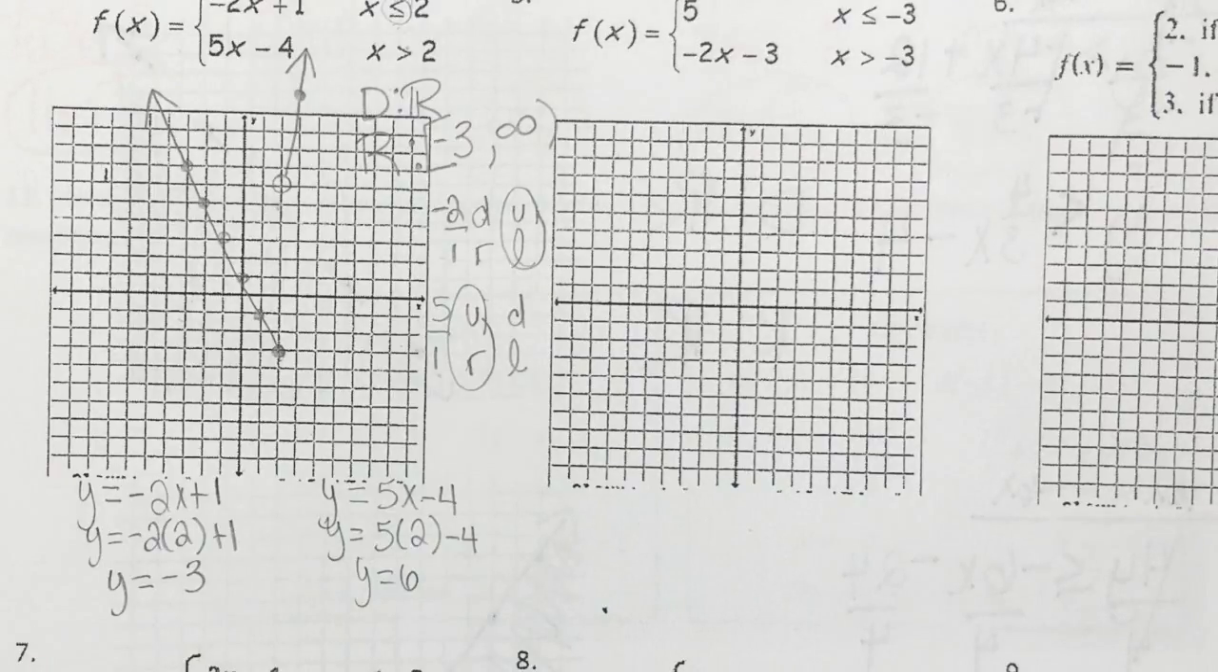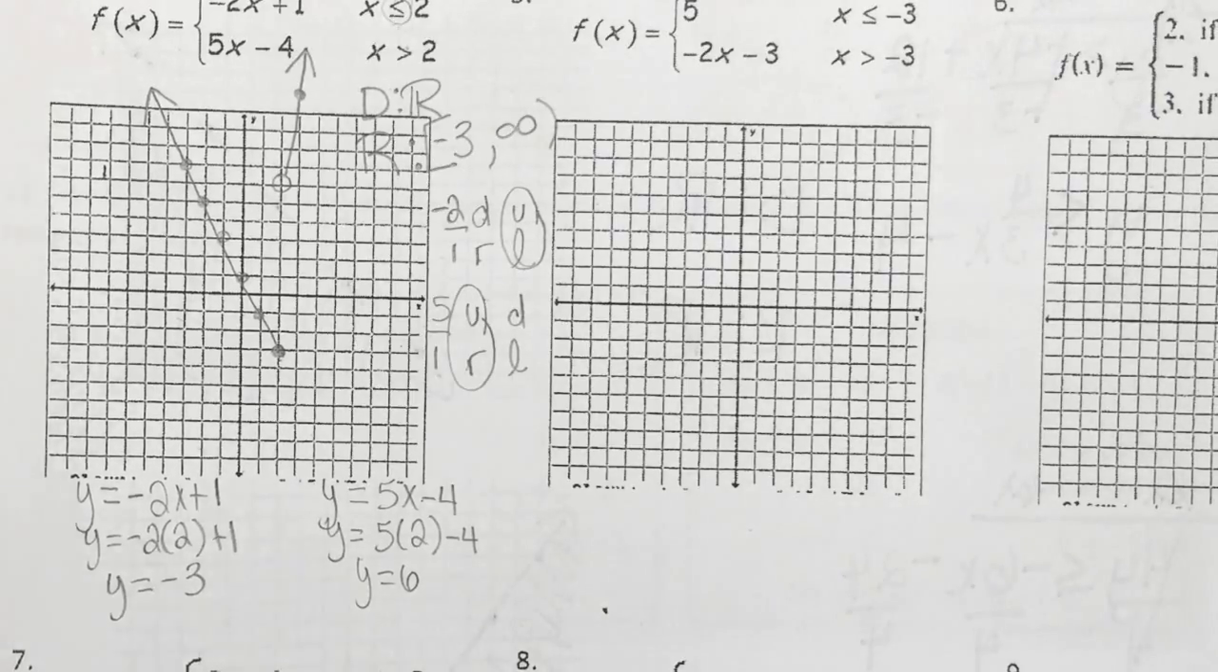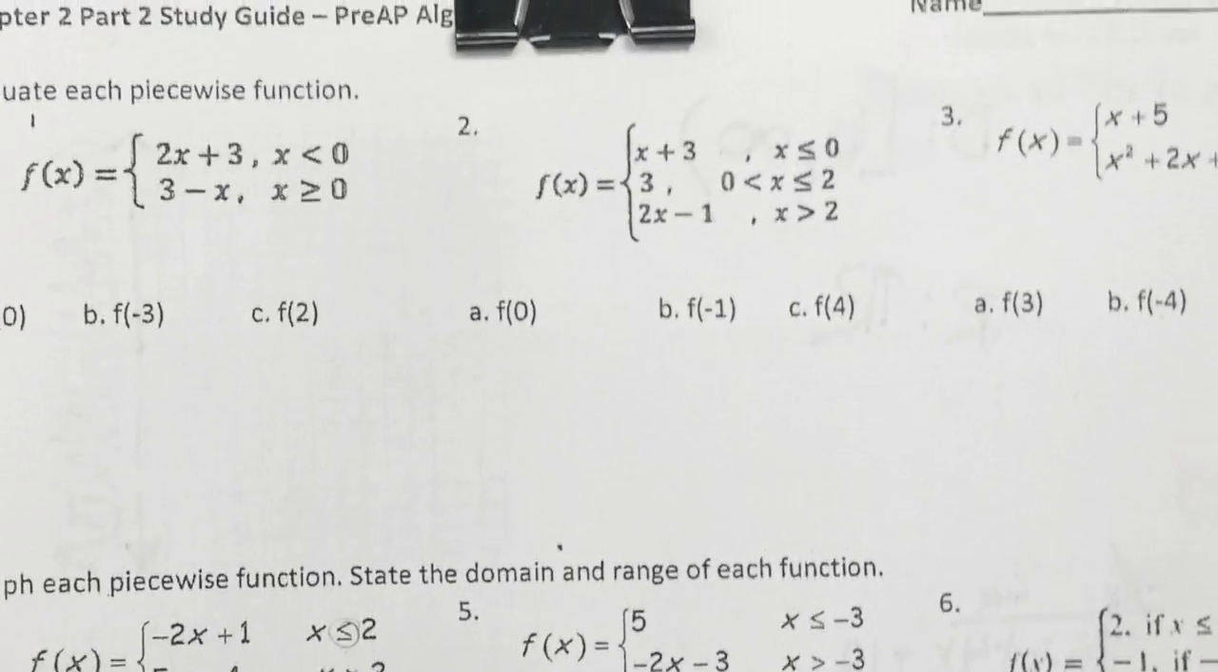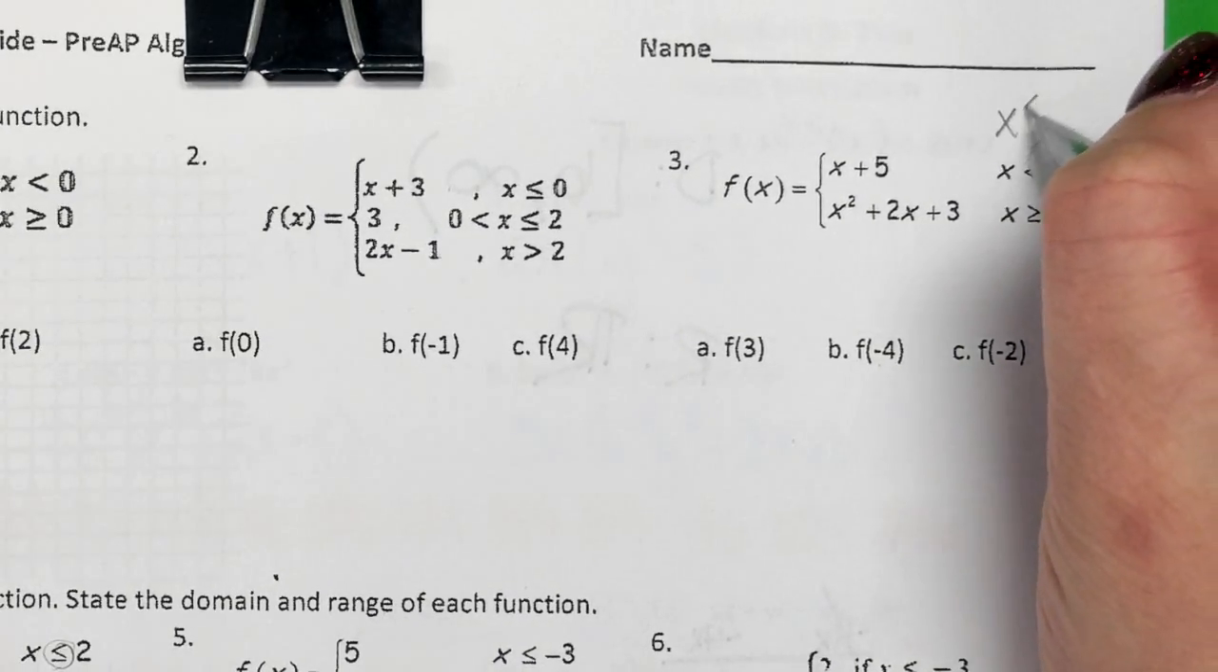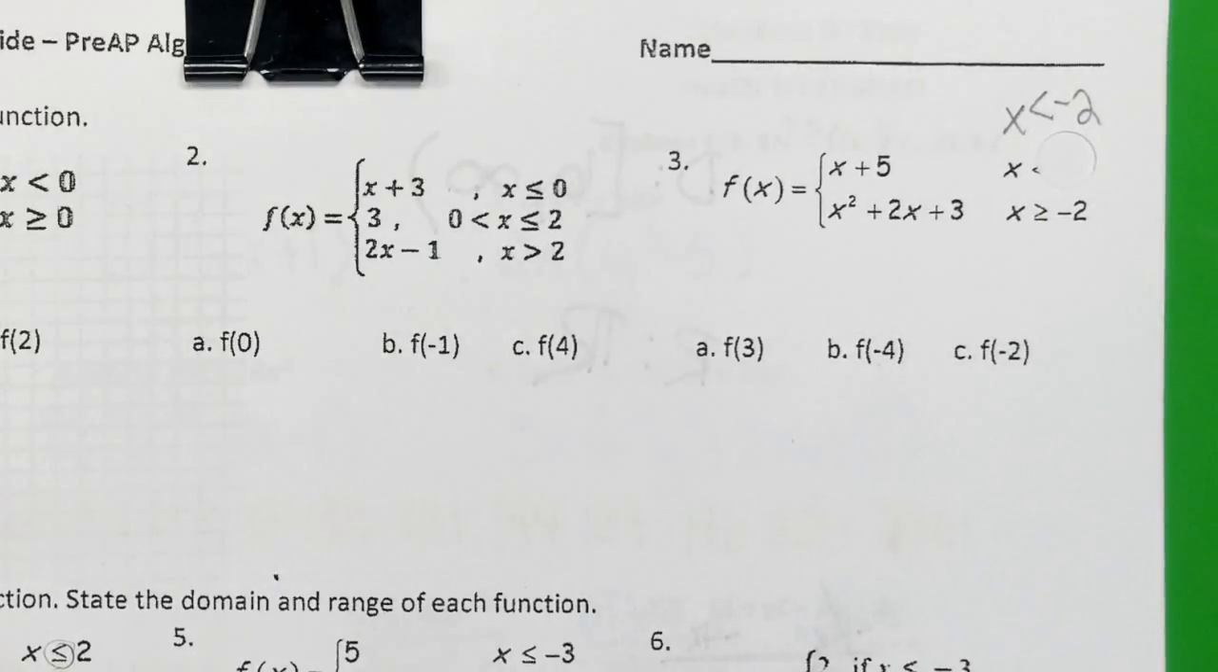All right, now look at your learning targets. What's the next thing we need to know how to do? All right, so that's the very top part of your study guide. And number 3 right here, this got cut off. This should be x less than negative 2, by the way. Are there any of these that we need to go over? Any evaluating?